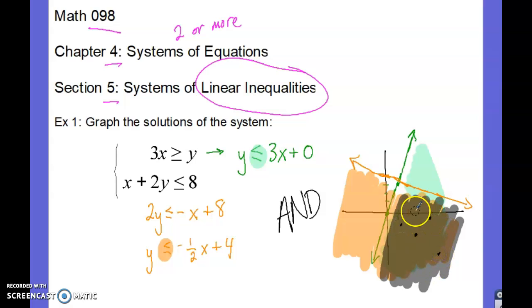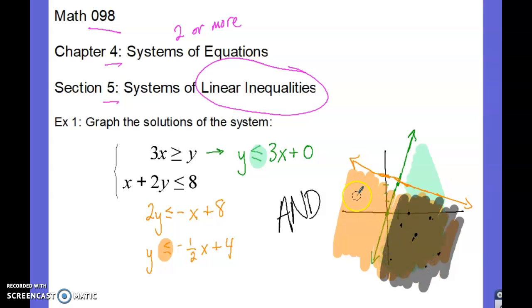Like if I pick a point that's like 2, 0, well, 3 times 2 is 6, which is greater than or equal to 0. That's true. Right here, what did I say? 2 plus 2 times 0 is 2, and 2 is less than or equal to 8. So all of these points over here work.